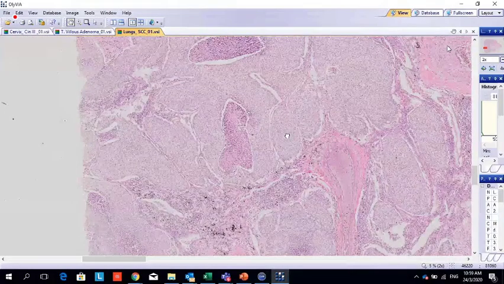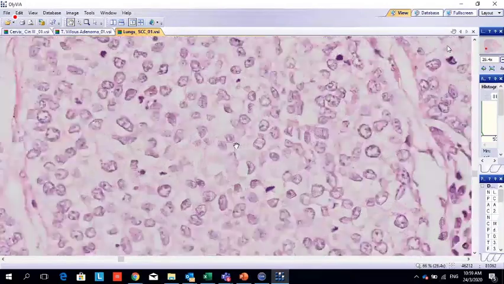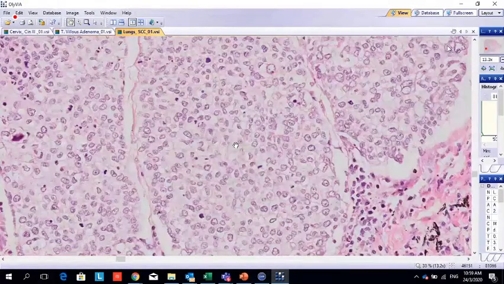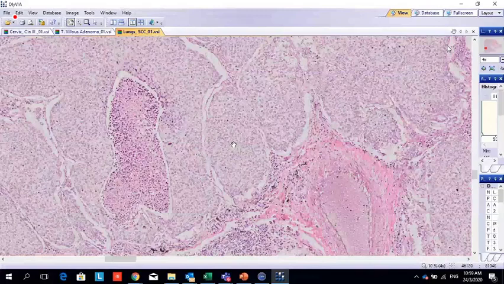Okay, look at the cells. Can you see any intercellular bridge? No. As I told you, in poorly differentiated squamous cell carcinoma, you cannot see the intercellular bridge. But in well differentiated, we can see the intercellular bridge, and the cells are quite large, polyhedral, and the cytoplasm is eosinophilic. Here is actually poorly differentiated squamous cell carcinoma.